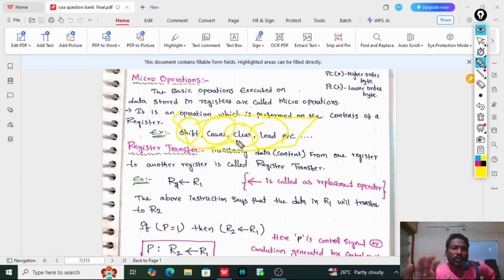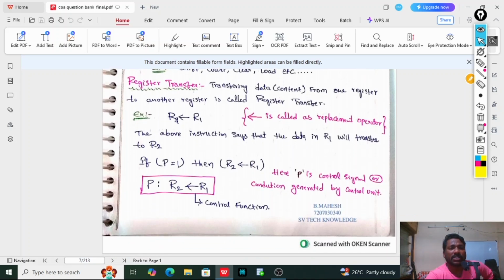So these are the types of micro operations we have in the COA subject and registers. In future we are going to discuss these micro operations in detail. Now coming to our actual topic, which is register transfer. The name itself says that transferring the data or contents from one register to another register is called register transfer.